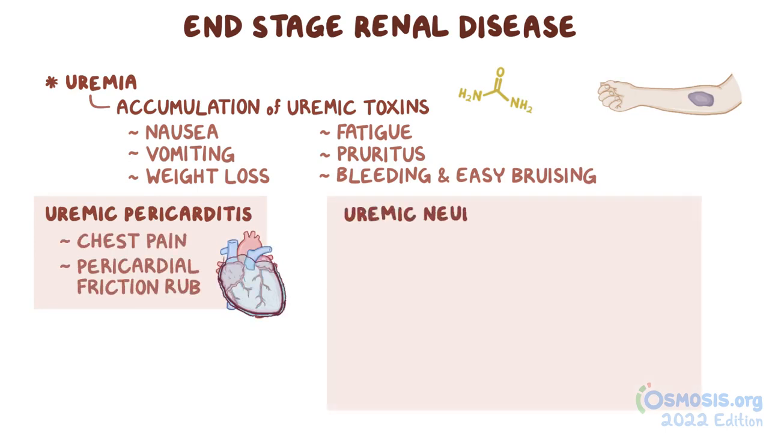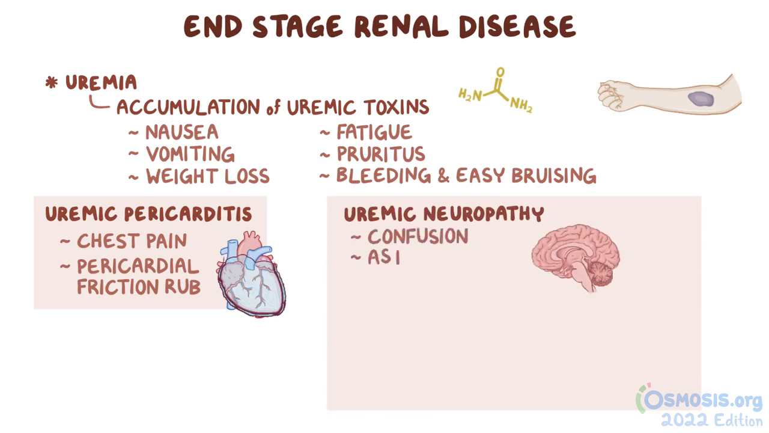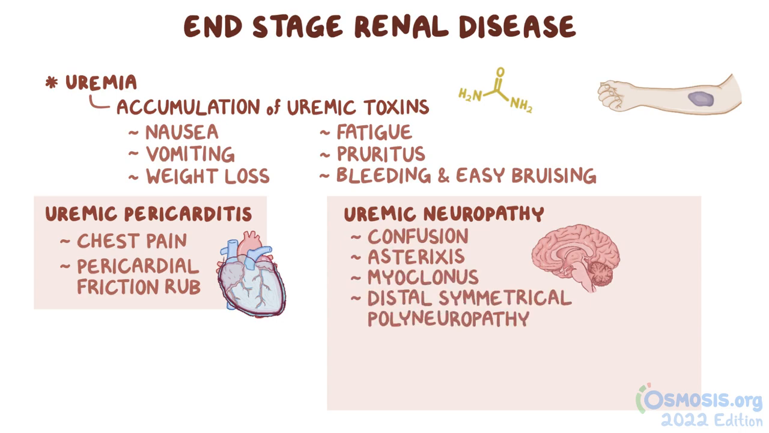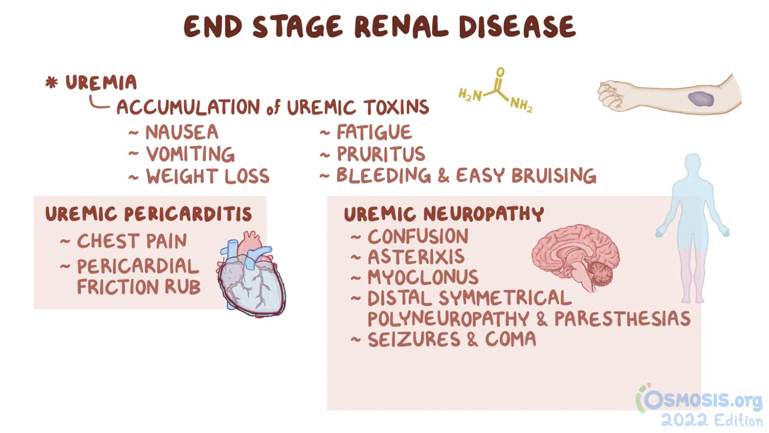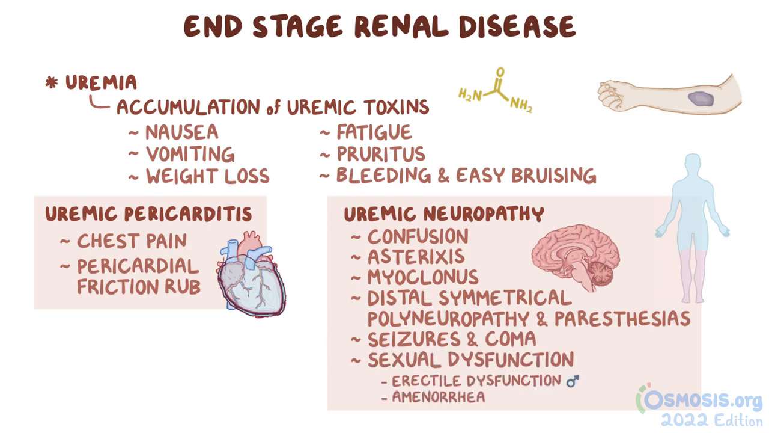Next, there's uremic neuropathy, affecting the central and peripheral nervous system. Clinically, there's progressive encephalopathy that causes confusion, asterixis, and myoclonus. It can also cause distal symmetrical polyneuropathy and paresthesias. Finally, in severe cases, it can cause seizures and coma. There can also be sexual dysfunction that presents with decreased libido and erectile dysfunction in males and amenorrhea in females.